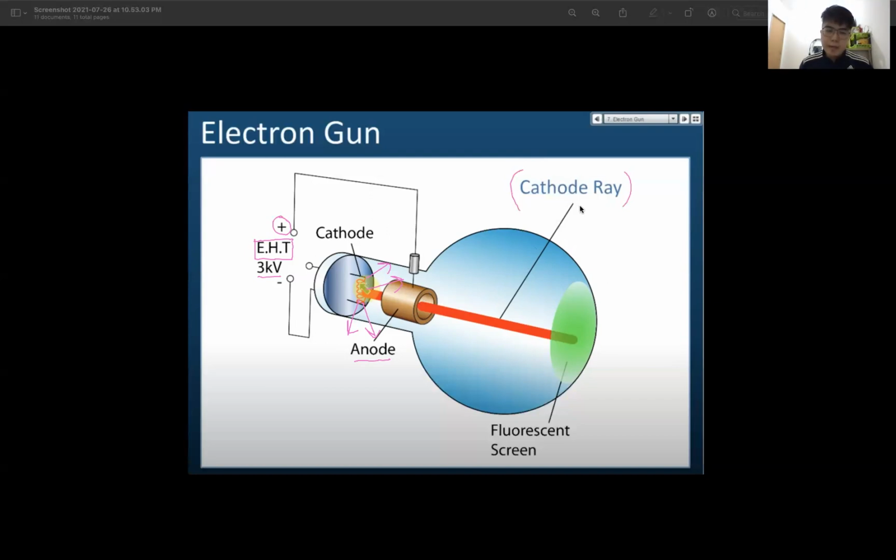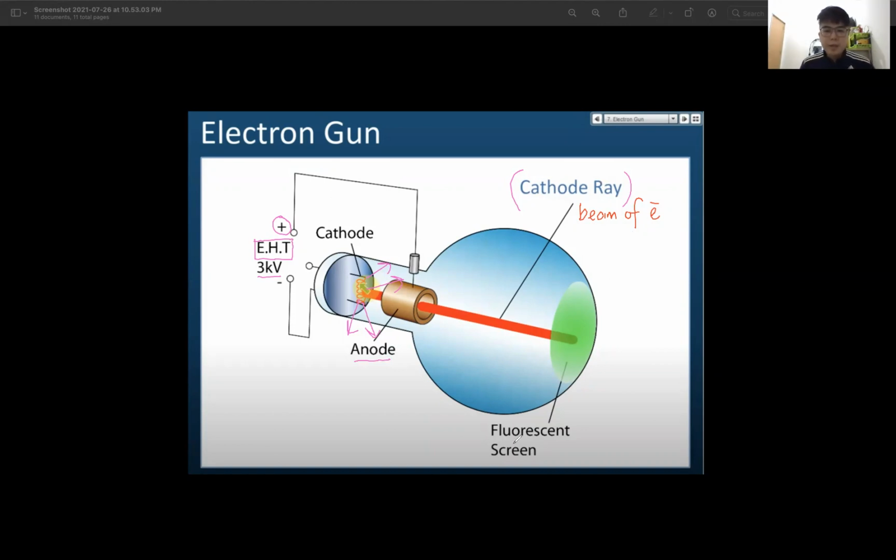Okay, what is cathode ray? Cathode ray is not light, it's not the same. It is a beam of electrons. So cathode ray is actually electrons, many electrons in one beam. Now when the cathode ray strikes the screen, the screen will glow green color.